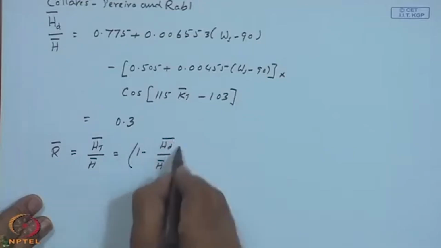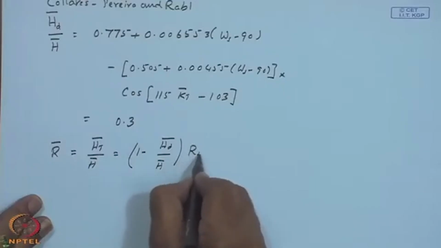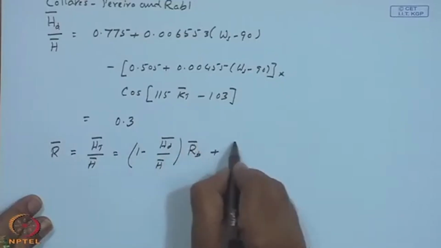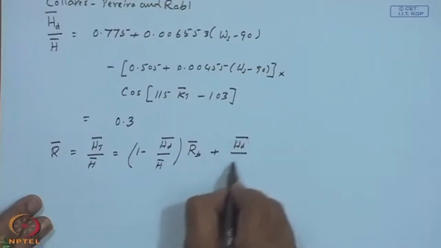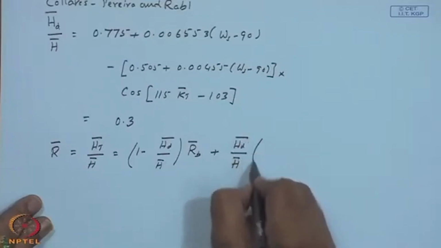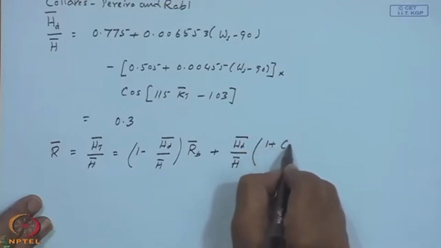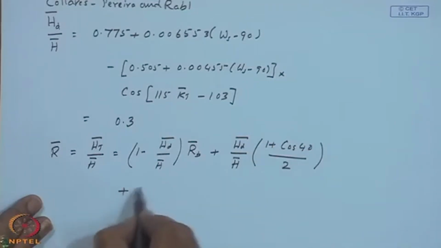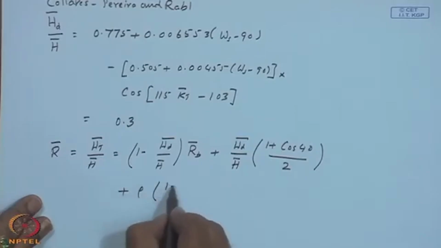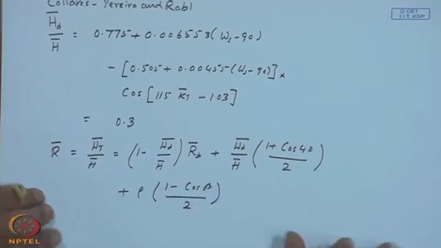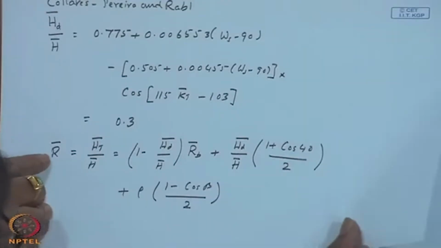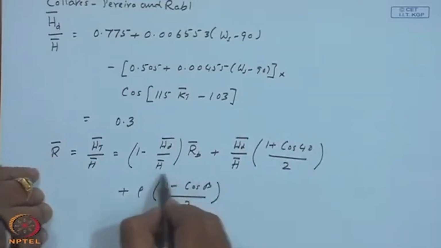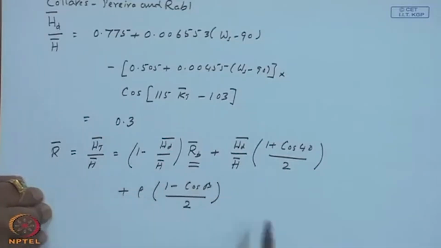Now, you understand why we calculated this, times Rb bar, plus Ht bar by H bar times 1 plus cos beta by 2, plus rho, which is 0.2, times 1 minus cos beta by 2. This is the tilt factor for the entire radiation. This is the beam component, direct component, this is the diffuse, this is the ground reflected.